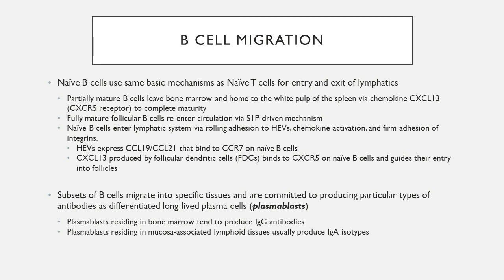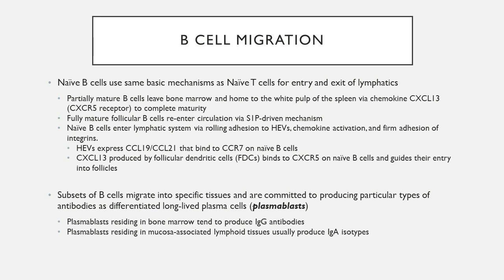As we learned, B cells leave the bone marrow and they mature in the spleen. They do this through the CXCL13 ligand, and the receptor here is CXCR5. So you just have to remember that the L13 ligand responds to the R5 receptor, for some reason. It's not as symmetrical as some of the others. So this helps complete maturity. The fully mature follicular B cells re-enter circulation through the same process as T cells. It's an S1P-driven mechanism. Naive B cells enter the lymphatic system through rolling adhesion and the HEVs, with chemokine activation from soft to firm adhesion, a process just like T cells.